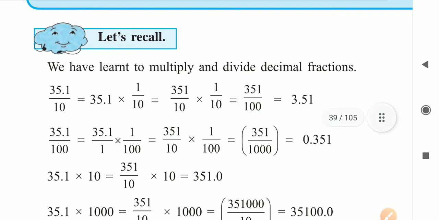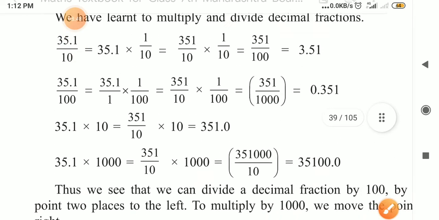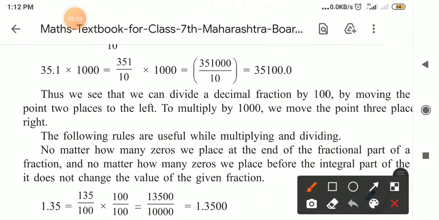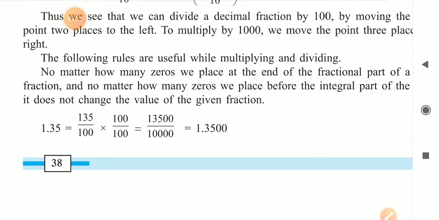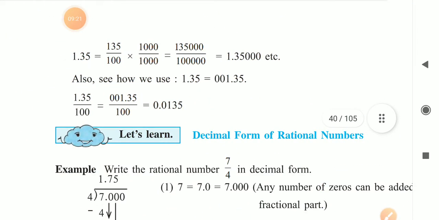The let's recall questions are those questions that you have studied last year, so I just revise them. Here it is given, and it is important, that we can divide a decimal fraction by 100 by moving the point 2 places to the left. So whenever we are dividing, we shift the point 2 digits toward the left, and when multiplying, we move the point toward the right side. In this way we have to solve the questions. This question is not important for the exam, but we will practice some examples for better understanding.